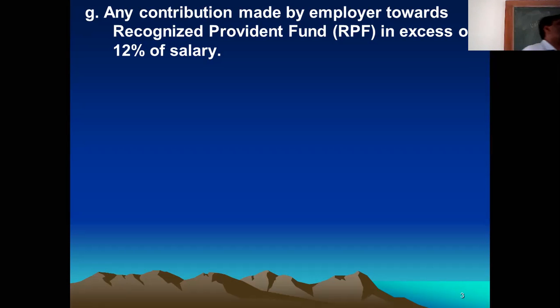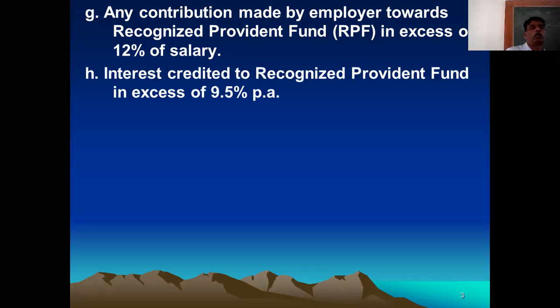Suppose the employer and employee each contribute 15% of salary. Employer contributes 15% and employee contributes 15%. Totally 30% is given to the recognized provident fund, and that is payable to the employee after retirement. Then, of the 15% contributed by the employer, 3% is taxable and 12% is exempt. This is the point you remember. This point comes in each and every problem of salary.